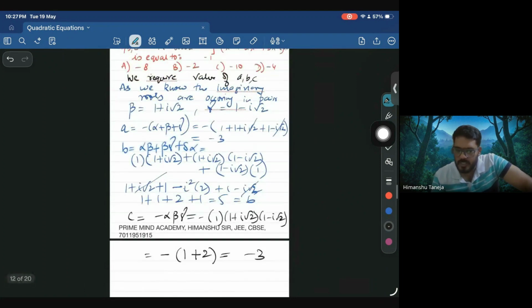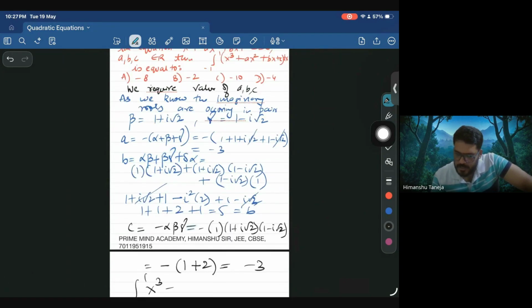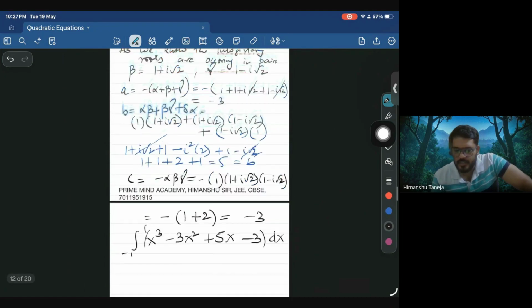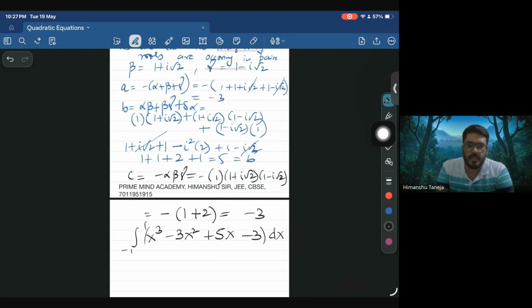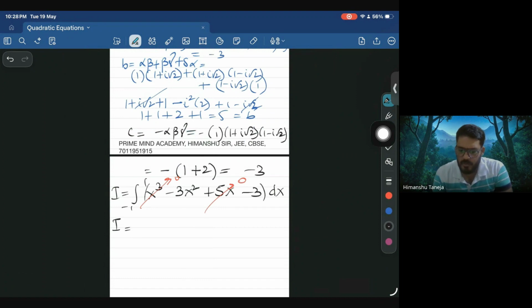Now, all you have to do is integrate this particular condition: minus 1 to 1, x cube plus a x square plus b x plus c, dx. The value is minus 1 to 1 of x cube minus 3 x square plus 5 x minus 3. So this is the integral that we are interested in calculating. And now we know that for an odd function, x cube is an odd function, x is an odd function, the values from minus 1 to 1 will obviously become equal to 0. You have a rule that the integral from minus a to a of f of x dx is equal to 0 if f of x is an odd function. So we are applying the property of an odd function here.